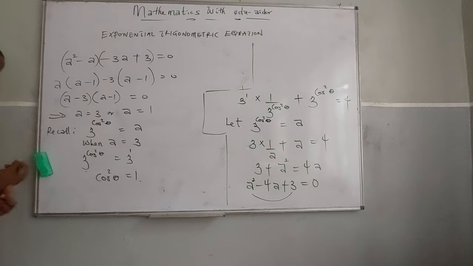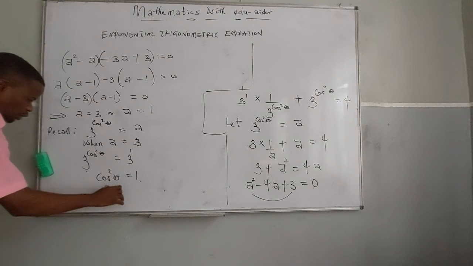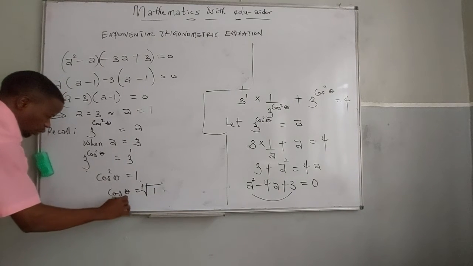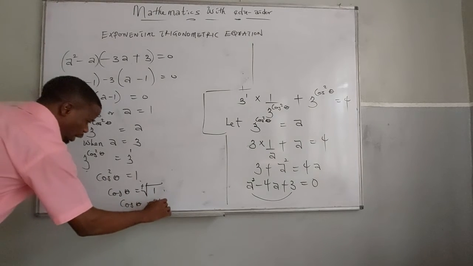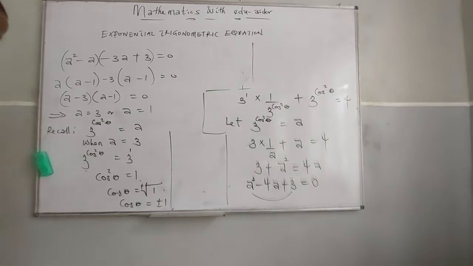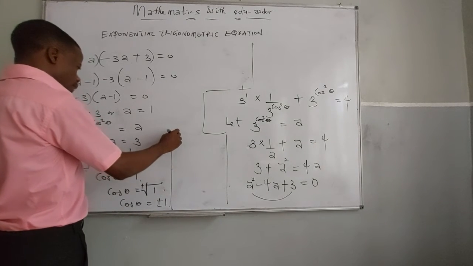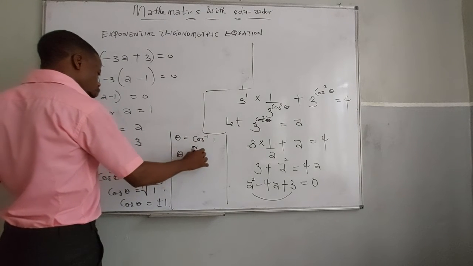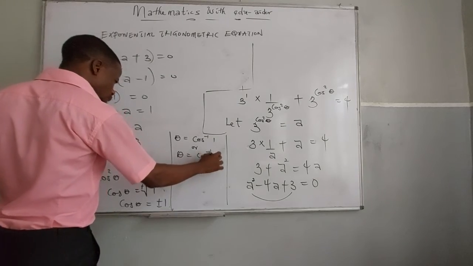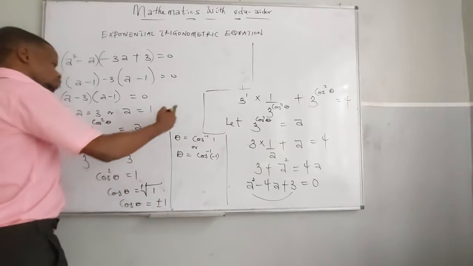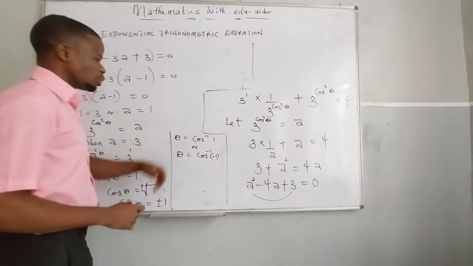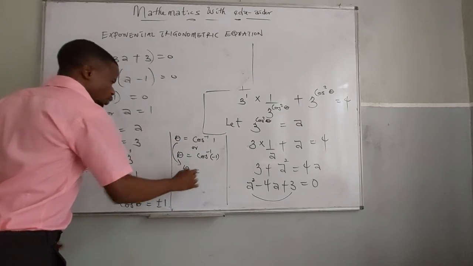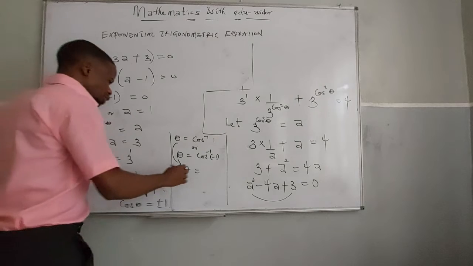Right? So what do we have? Take the square root of both sides. So cos theta can be equal to the square root of 1. That means cos theta can be equal to plus or minus 1. So theta can be equal to the cos inverse of 1, or theta can be equal to the cos inverse of minus 1. When theta is equal to cos inverse of 1, what will it be? Cos inverse of 1 should be 0.